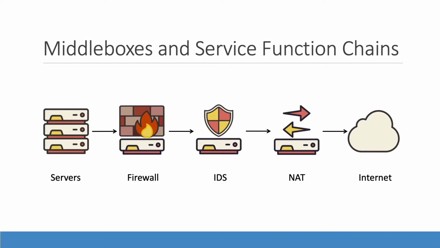Middleboxes are prevalent in enterprise networks serving different functions. Examples of middleboxes are firewalls, intrusion detection systems, and NATs. Packets commonly pass through an ordered sequence of middleboxes called a service function chain, or simply a chain. The network operation depends on the reliability of the entire chain.